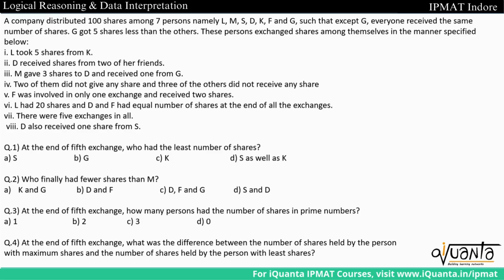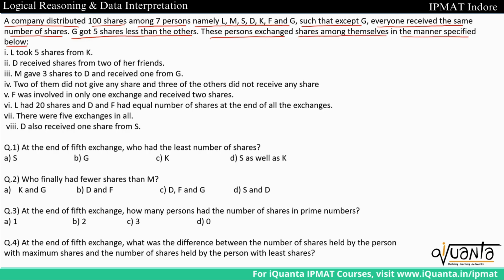Question is, a company distributed 100 shares among 7 persons, namely L, M, S, T, K, F and G, such that except G, everyone received the same number of shares. G got 5 shares less than the others. These persons exchanged shares among themselves in the manner specified below.